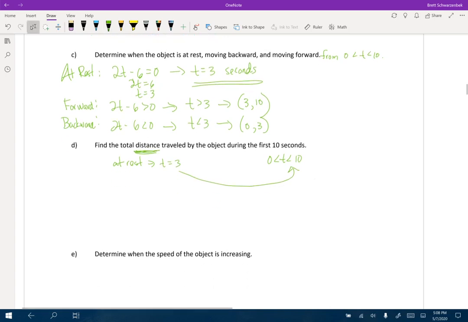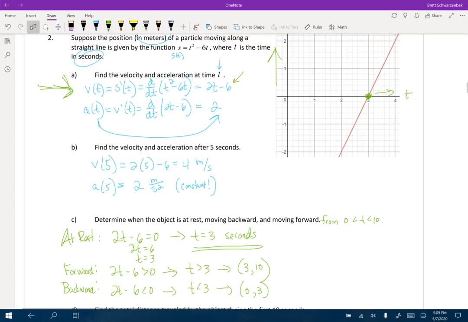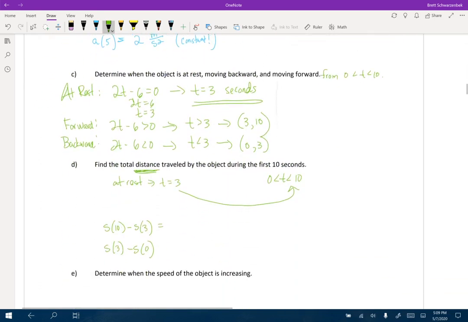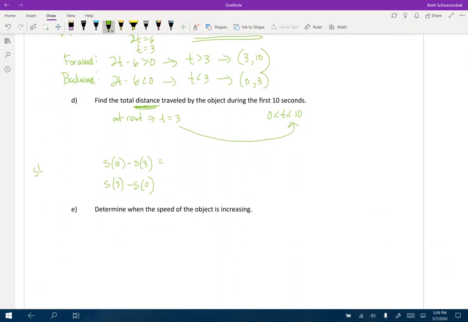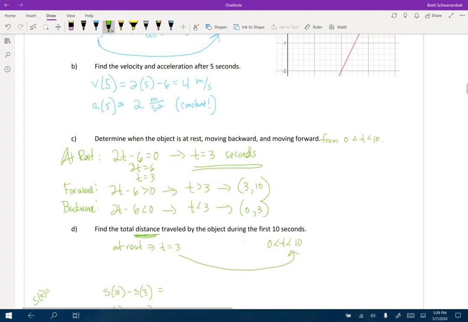How do we do that? We first do s of 10 minus s of 3, and then we do s of 3 minus s of 0. To be clear, these are displacements, but we're going to get negative answers sometimes. It doesn't matter, because when we find the total distance later, we're going to be taking the absolute value of these. So we're going to find each one of these. Don't plug it into velocity. Plug it into t squared minus 6t. Remember, s of t is equal to t squared minus 6t.